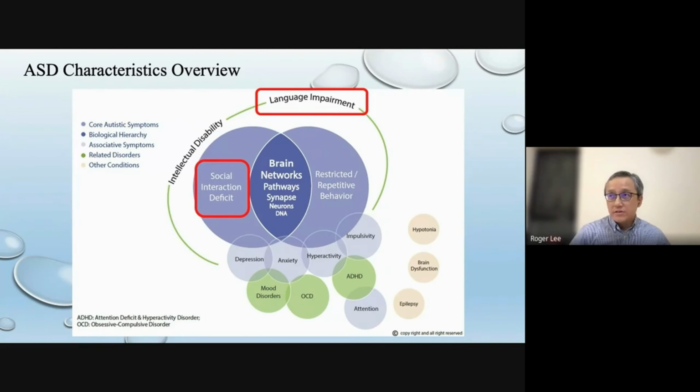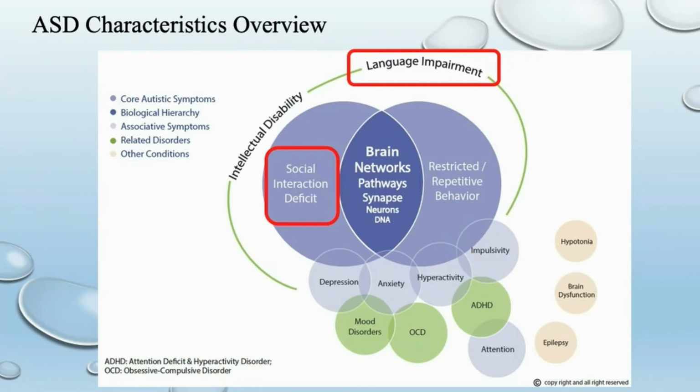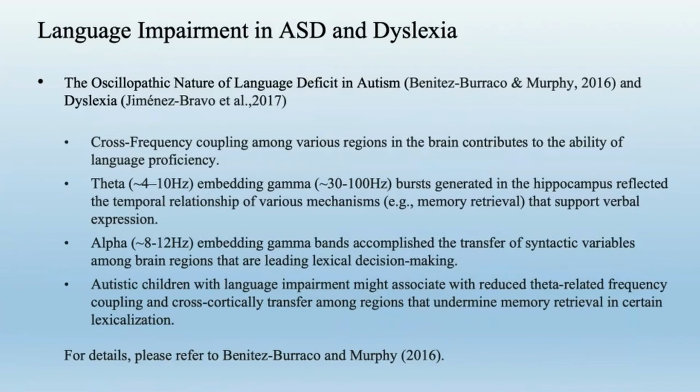For ASD characteristics, there are quite a lot of symptoms, and today we want to primarily target social interaction deficits and language development. The first thing I want to talk about is language impairment in ASD. The research is also coming out of dyslexia. The theory of the pathology and nature of the language deficits in autism and dyslexia is available.